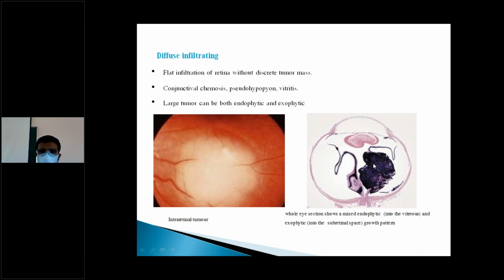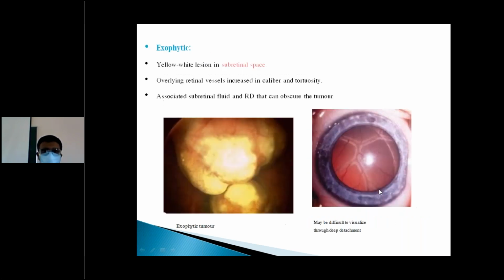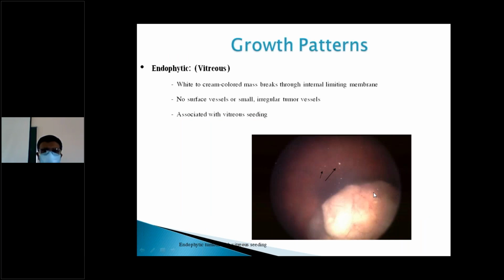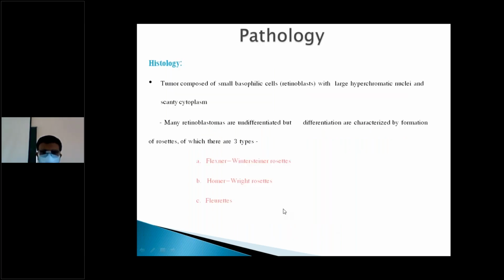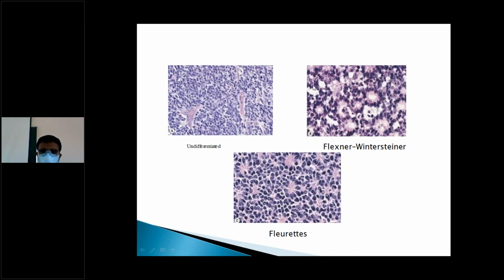This is the cross section of the eyeball showing both endophytic and exophytic. This is exophytic, separating the retina from the underlying choroid. This is the retina, this is the choroid. This is exophytic. It goes into the vitreous cavity, here it is endophytic. This is combined endophytic and exophytic. They are the growth patterns. Histopathology: undifferentiated, flexner-wintersteiner rosettes, homer wright rosettes or fleurettes. These are the three types of histopathology.